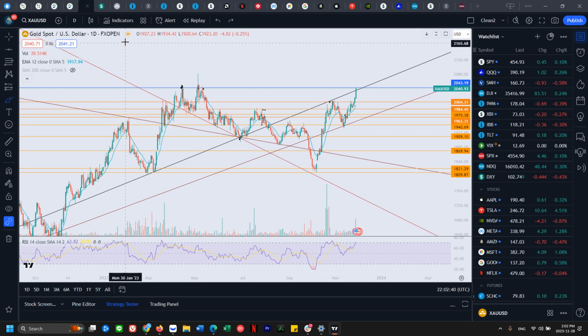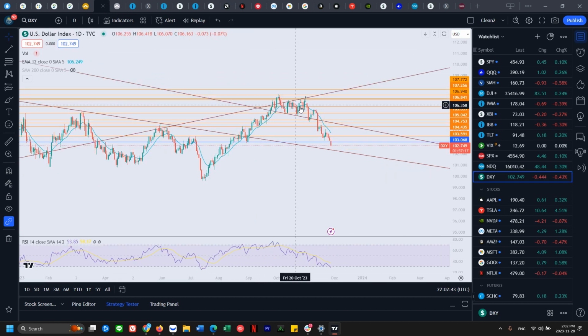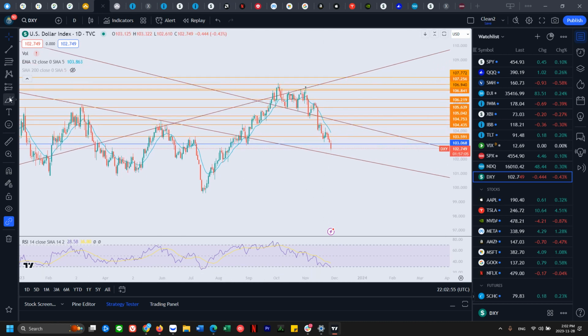And the dollar is not slowing down on the downside. So it's great for gold and silver. As long as this dollar keeps heading down, silver and gold have a better chance of going higher. So I talked about this one as well. Very clear EMA 12, this teal looking line, as long as the dollar is trending down with it.